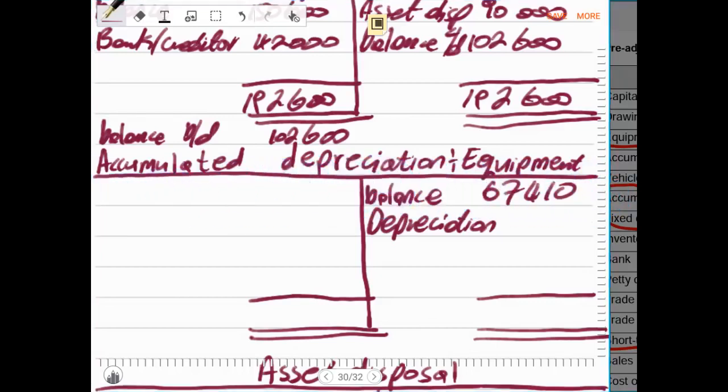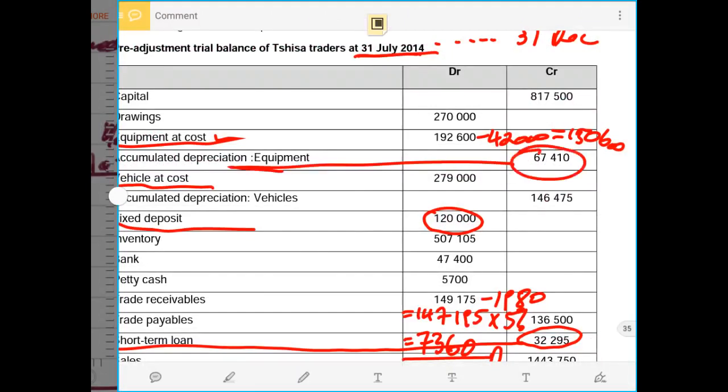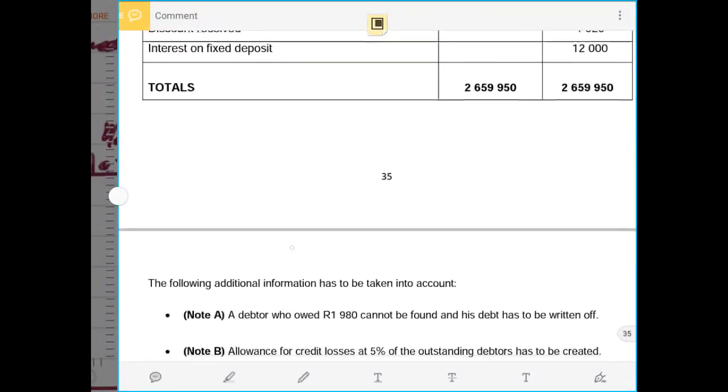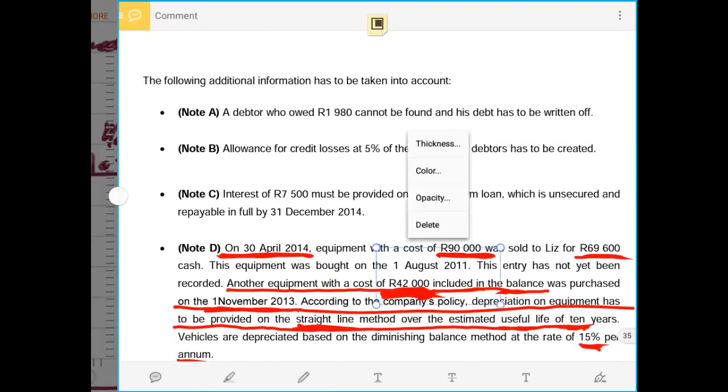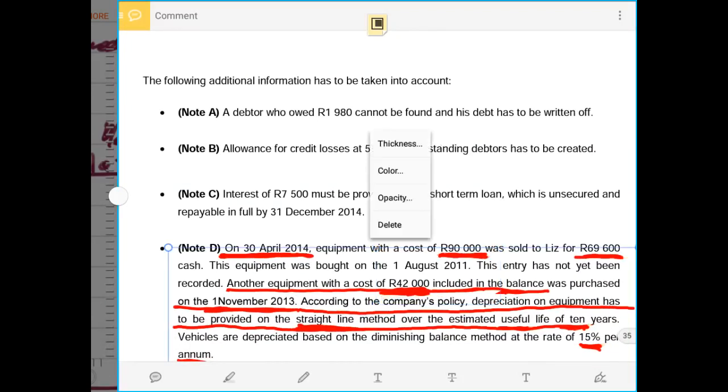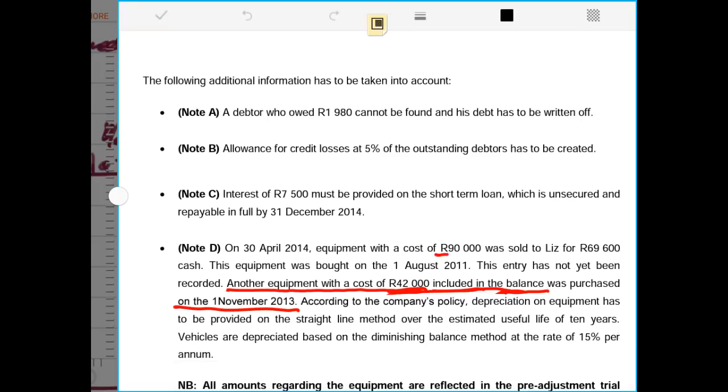Now, if you remember in the adjustment, we were told that an equipment that cost the business 90,000 rands was disposed, and if it was disposed on the 30th of April, it means it was disposed before the end of the year. Therefore, the depreciation for this equipment must be recorded on the date of the occurrence of the transaction, so it must be recorded on the 30th of April. So now we have to count the number of months.